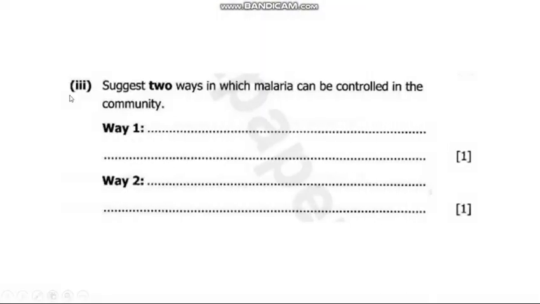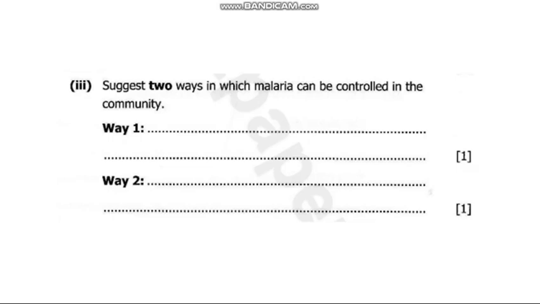So here is our question 2. Suggest 2 ways in which malaria can be controlled in the community. So how can we control malaria in the community? So there are many ways that we can use to control malaria in the community. The first way is we can control malaria in the community by cutting tall grass short.